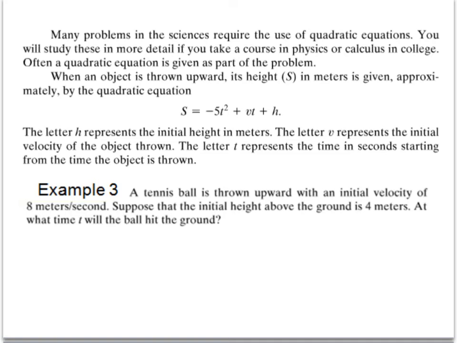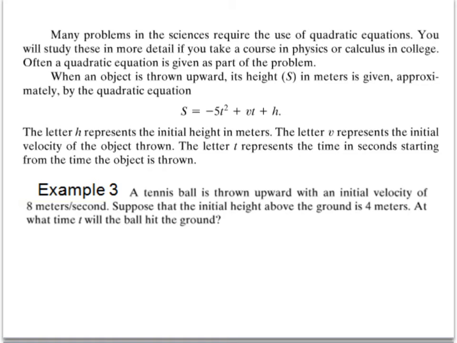Alright, this last example deals with some things you may come across in a physics course or even a calculus course in college, which some of you will have to take as part of your major. When an object is thrown upward, its height in meters is given approximately by this quadratic equation. H represents how high it was initially at the beginning. V represents how fast it was moving. And T represents the time in seconds starting from the time the object is thrown. So we're going to use that information to answer the example that follows.